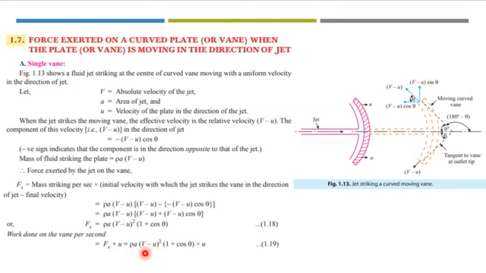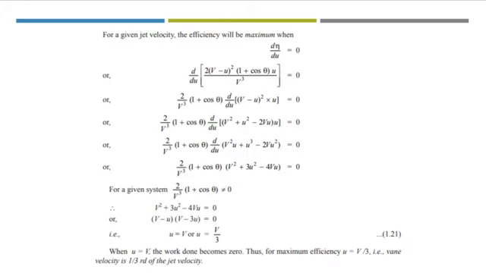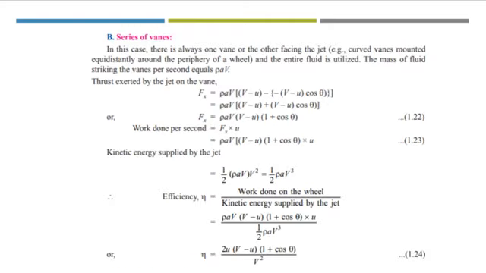You can check from this equation of work done that if we enter v equals u, then this equation becomes 0. So this is not a possible case. The only possibility is that when vane velocity is equal to 1/3 of the jet velocity, then efficiency will be maximum. So this was the case of a single vane.